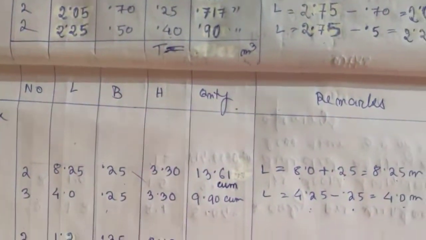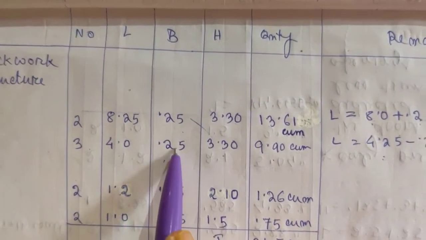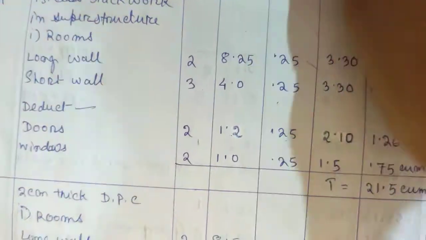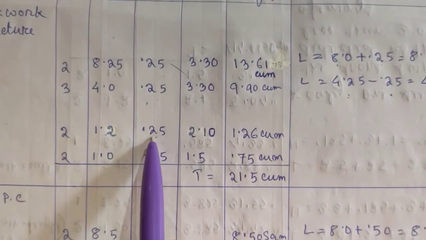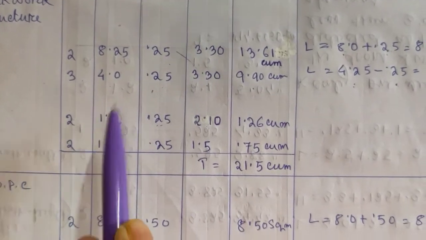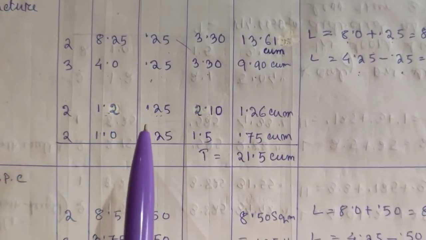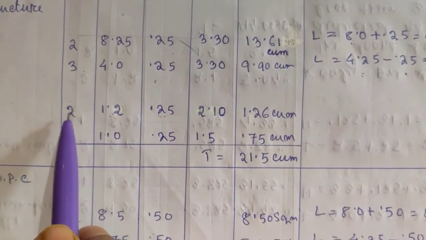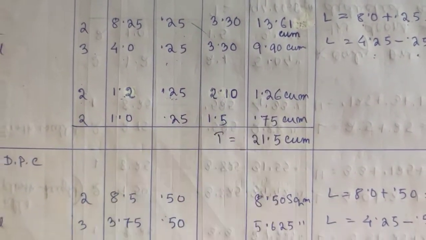So length is 1.2, height is 2.1, breadth will be the same, because we are deducting the amount of brickwork for the doors and the windows. So length is 1.2 and height is 2.1 as given in the question, and the breadth of the wall is 0.25. So number of doors is 2. So 2 into 1.2 into 0.25 into 2.1 is equal to quantity.